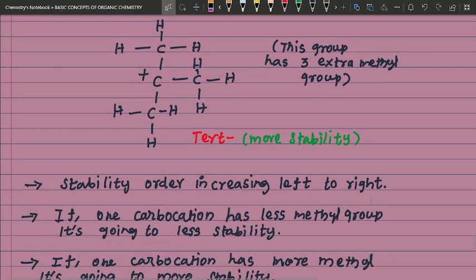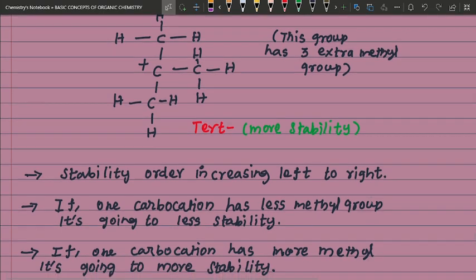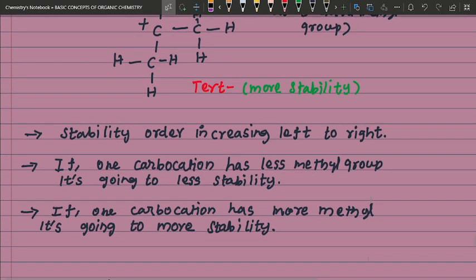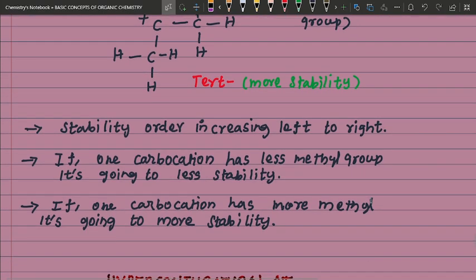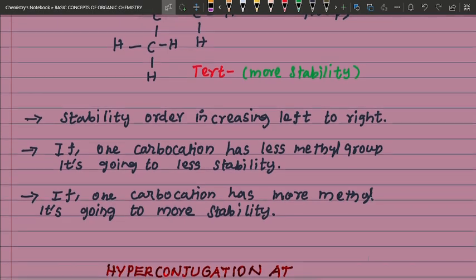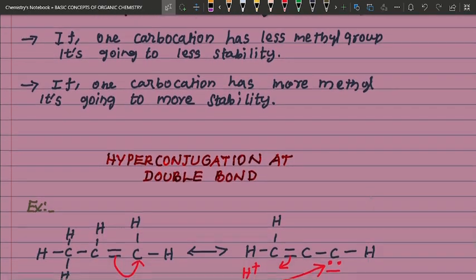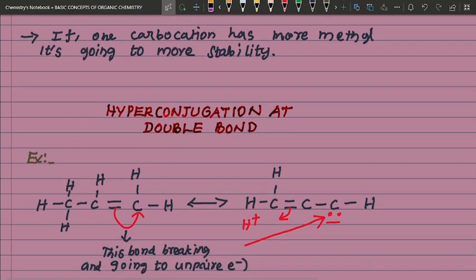Stability order increases from left to right. See, methyl cation, primary, secondary and tertiary. Stability order increases left to right. If a carbocation has fewer methyl groups, it has less stability. If a carbocation has more methyl groups, it has more stability. Next, hyperconjugation at a double bond.